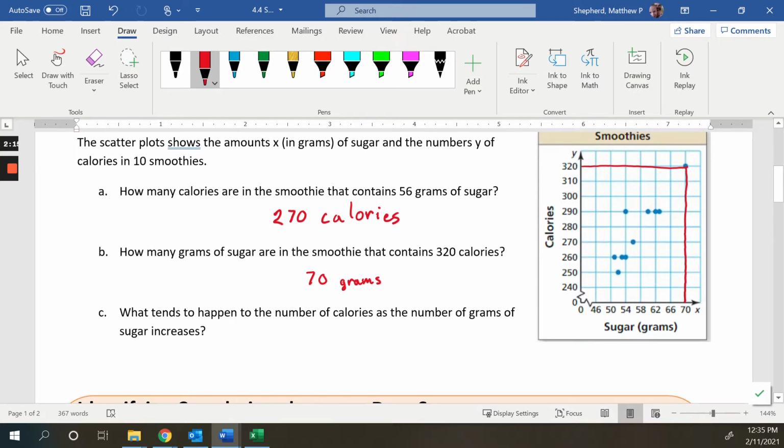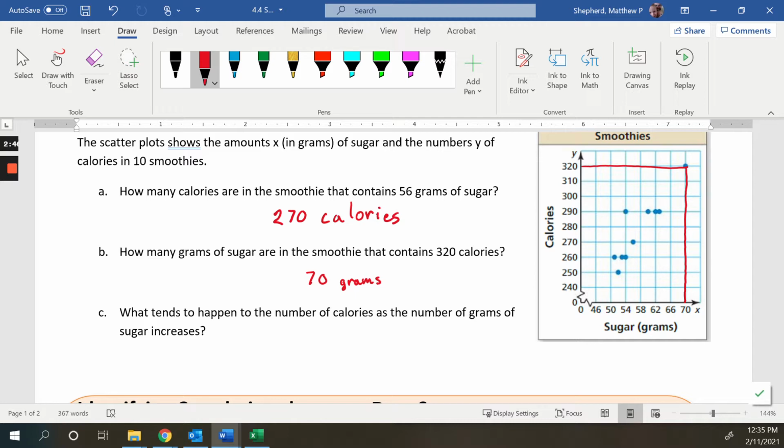Okay, so each of those dots represents two different data sets. They represent grams of sugar and they represent calories. And each of them is a different smoothie. Okay, so hopefully that drives home the idea of what a scatter plot is. Each represents an individual entity that we can measure in two different ways. In this case, the two ways were sugar and calories.